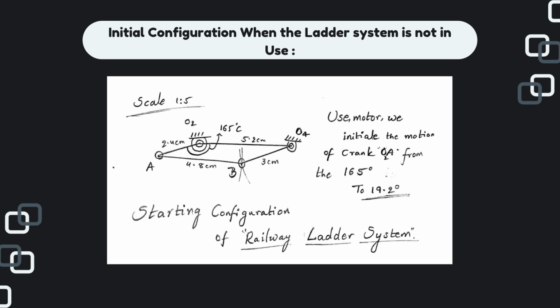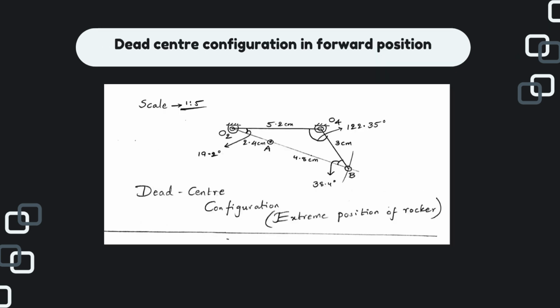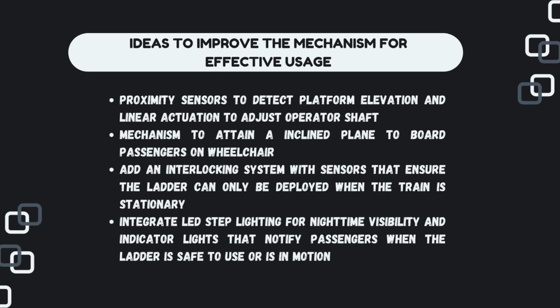This is the initial configuration of links. Initially the crank is at rest at an angle of 165 degrees. We rotate it up to 19.2 degrees to get to the extreme position, that is when the ladder is completely open. This is the configuration when the ladder is open. Here O2A and AB look like a single link making a dead center.